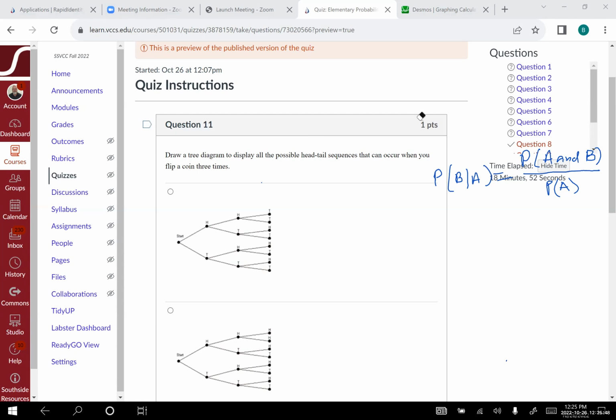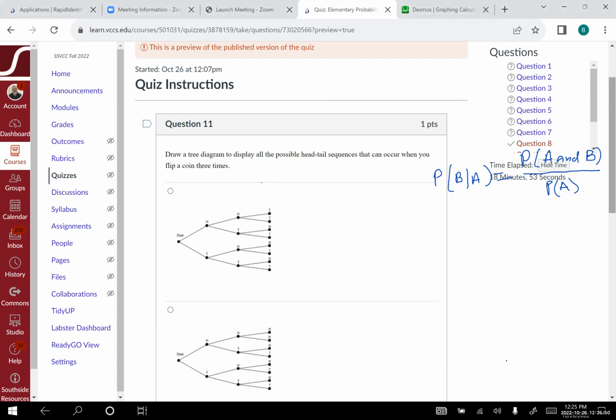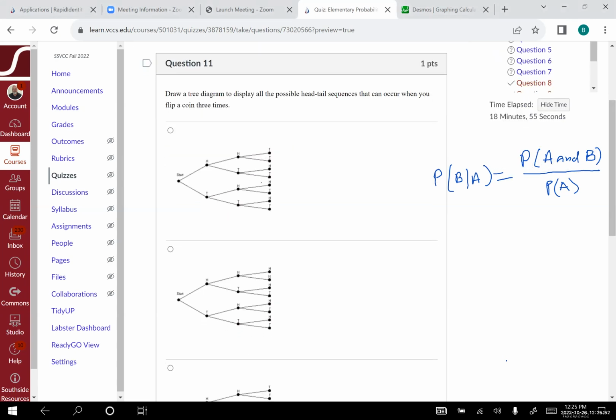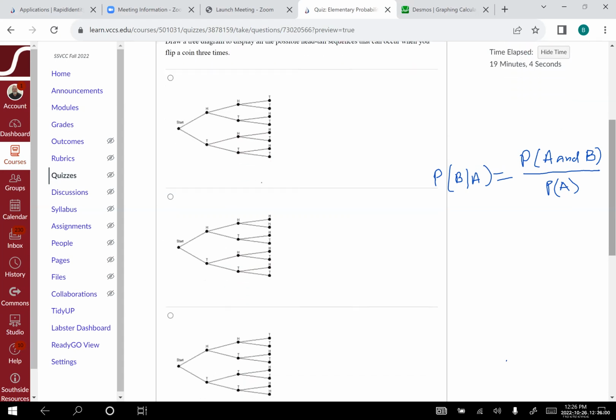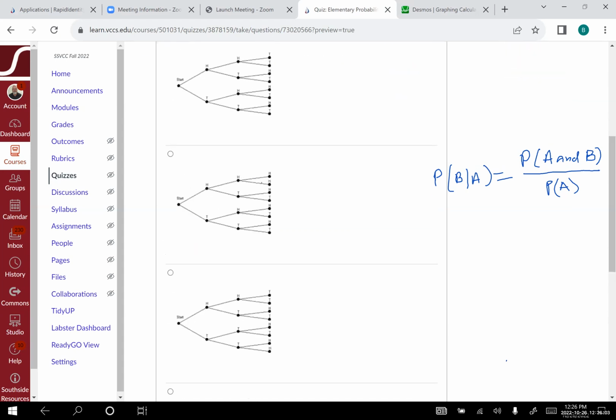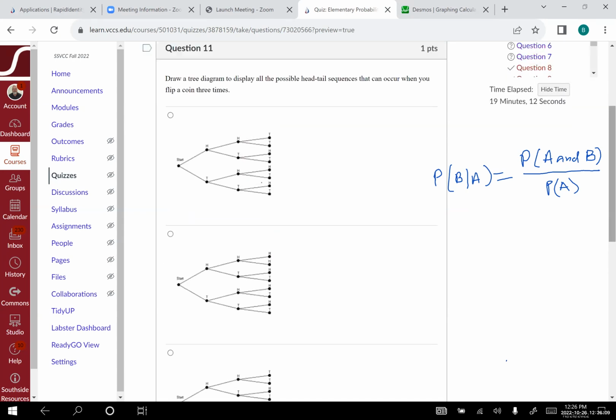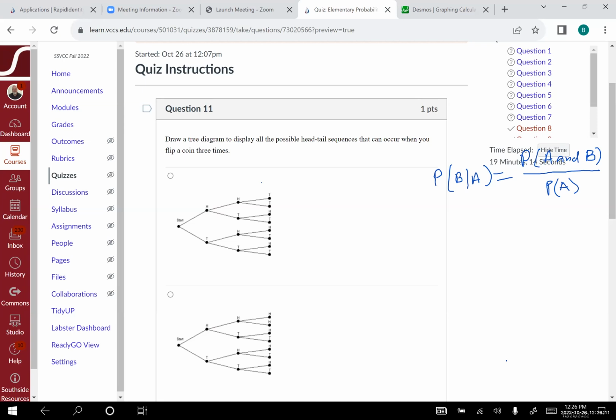All right, this should be pretty easy here. We're talking about flipping a coin 3 times in sequence. Which one of these tree diagrams fits that? Wait, what was the question again? Sorry. Scroll up. There it is. So you're going to have to be able to read those tiny letters, H and T.